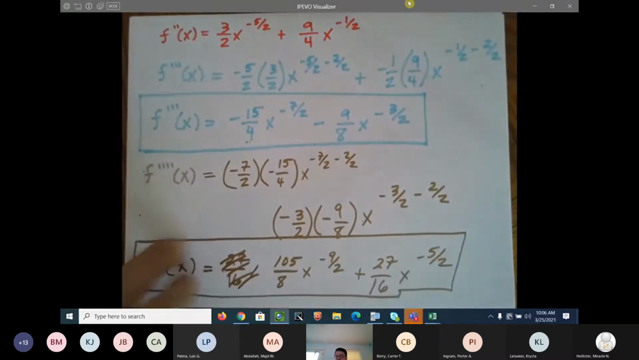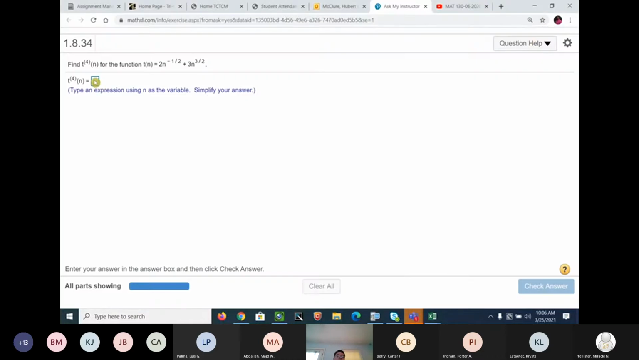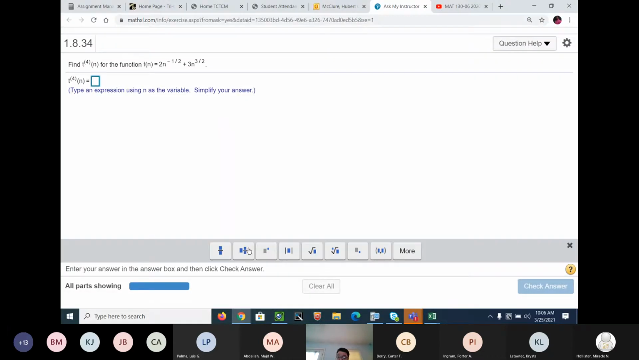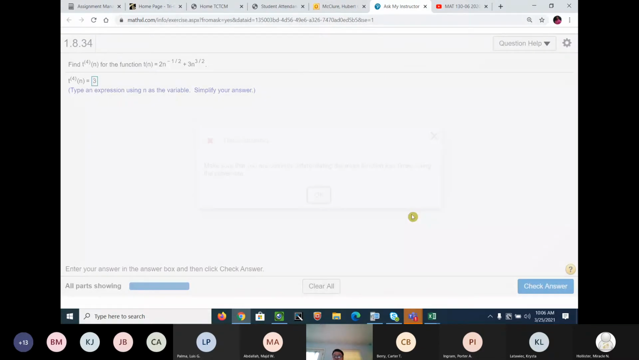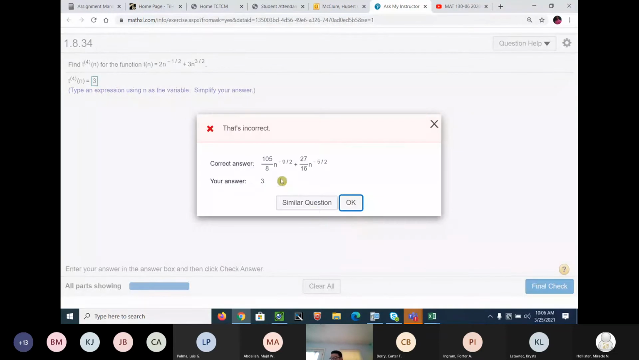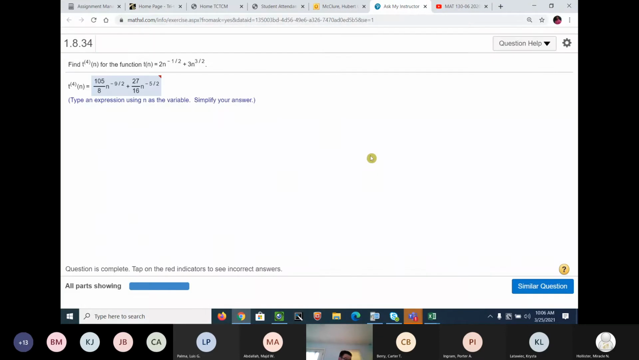So let's see if we got it right. Let's go to our handy dandy calculator. And I'm not typing in all that stuff. I'm just going to type a 3 in and drop my pen. Okay, 105 over 8 to the -9 halves plus 27 over 16. It's a miracle. So you can do calculus. You just got to be what?